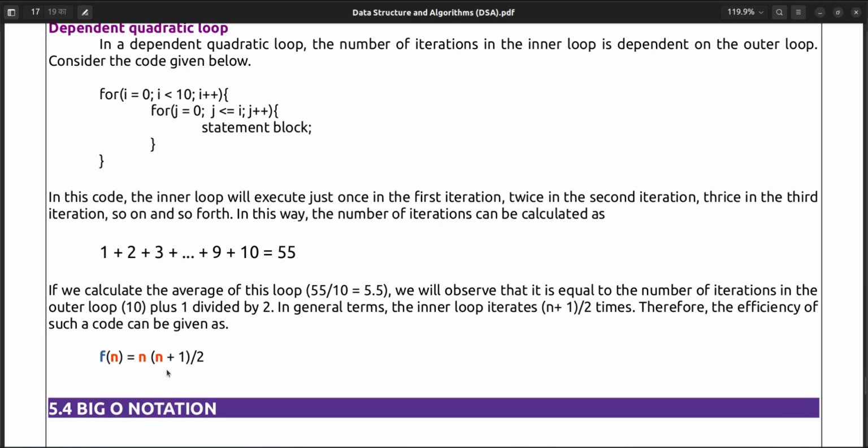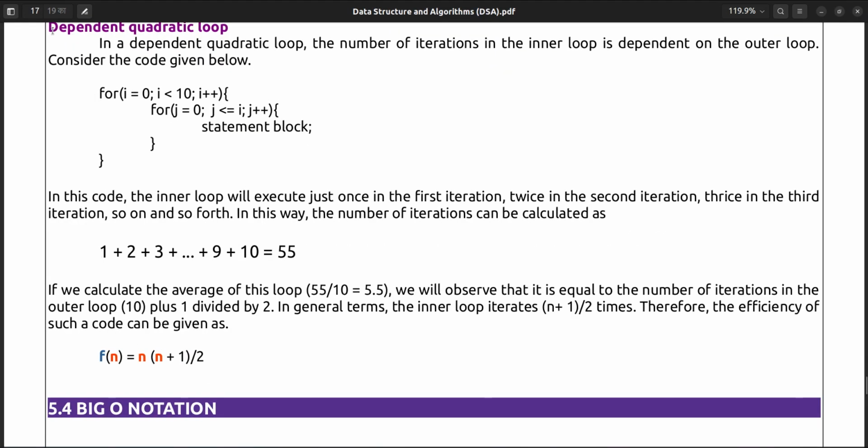So this is the general formula. If it is a dependent quadratic loop, you can directly do n into n plus 1 divided by 2. That is the complexity or efficiency of this algorithm. So if we calculate the average of the loop, 55 divided by 10, we will observe that it is equal to the number of iterations in the outer loop, 10, plus 1 divided by 2.